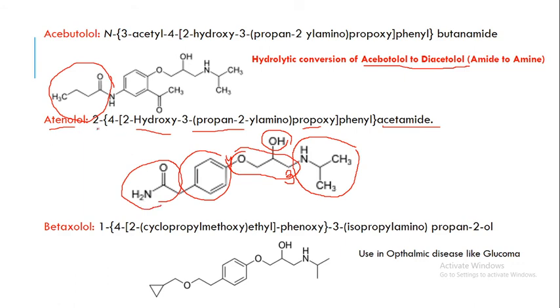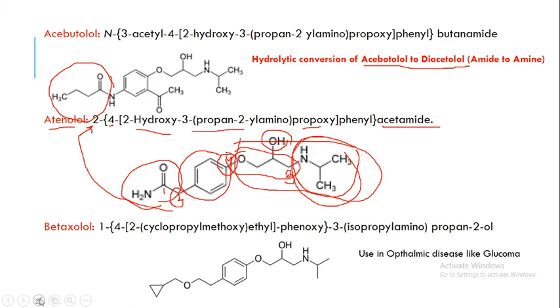Again I am repeating, 2-[4-[2-hydroxy-3-(propan-2-ylamino)propoxy]phenyl]acetamide. So this is the 4 position, 2-hydroxy, 3-propan-2-ylamino, propoxy, phenyl acetamide. Now this is 1 and this is 2, so due to these two, the 2 is coming, and this is the 4, the para position. Then the nomenclature of these structures is given.